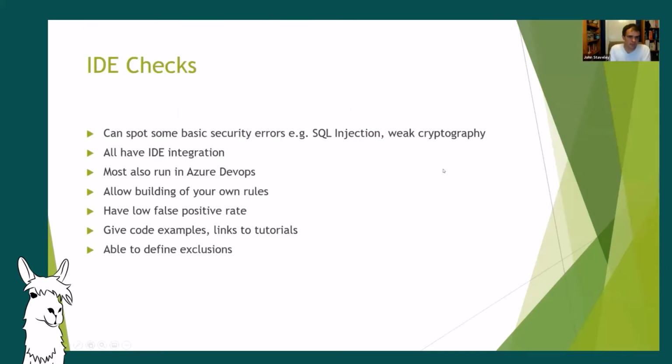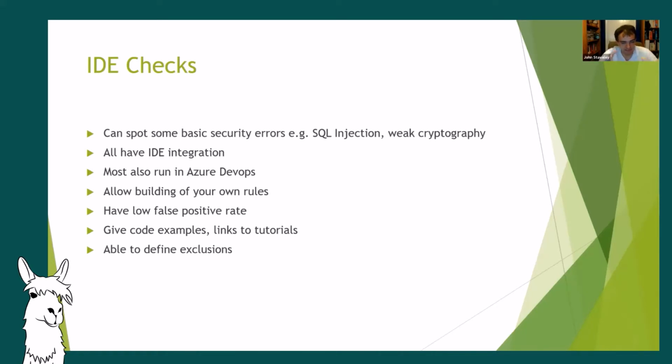Okay, so the other thing you can do at the pre-commit stage is IDE checks. There are some basic IDE checkers you can get from Visual Studio and other editors, and they can spot some basic security problems like SQL injection and weak cryptography. A good one will have good IDE integration and can also run on Azure DevOps. So if the developer's a bit lazy about checking the rules, the CI/CD pipeline will defend you there. It should allow you to build your own rules and have a low false positive rate.